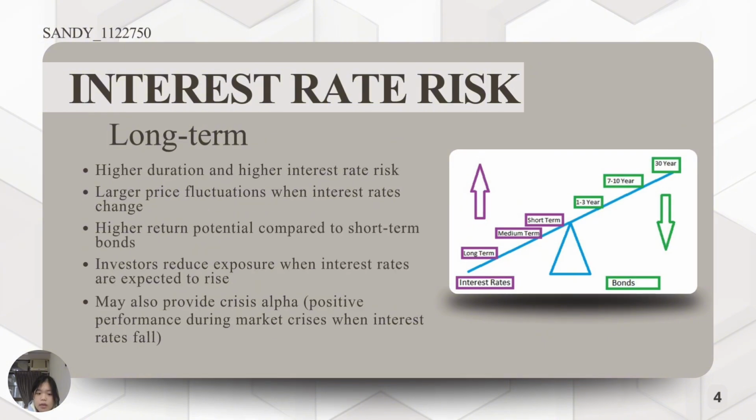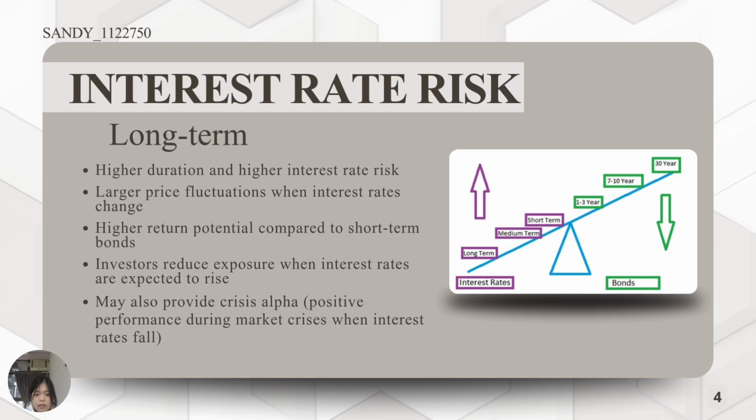In contrast, long-term government bonds are much more sensitive to interest rate movements due to the higher duration. Their prices fluctuate more strongly when interest rates change. For this reason, when investors expect interest rates to rise, they usually reduce their exposure to long-term bonds to avoid potential capital losses. However, investor behavior changes when interest rate expectations reverse.